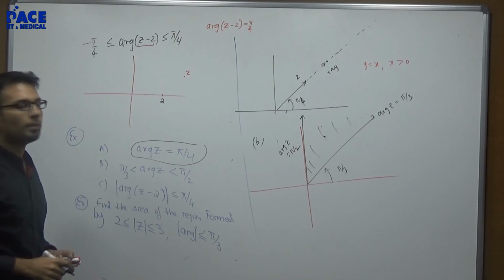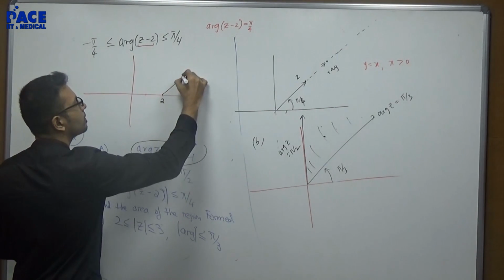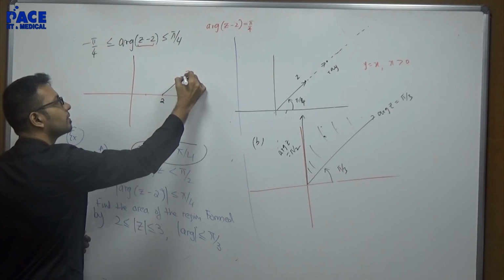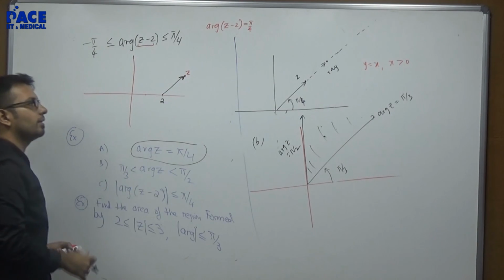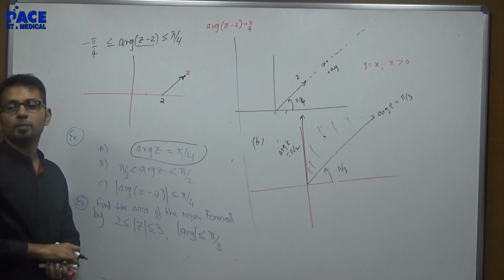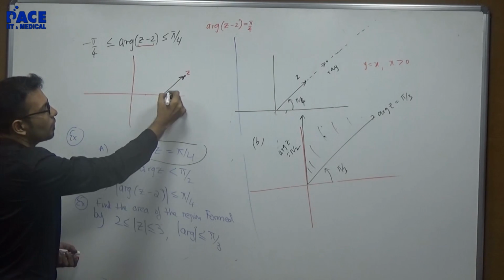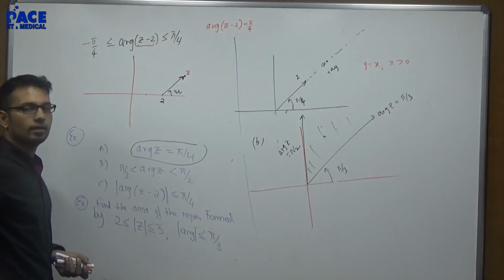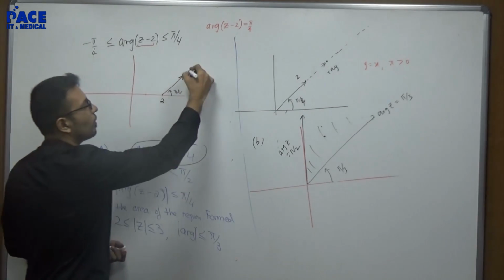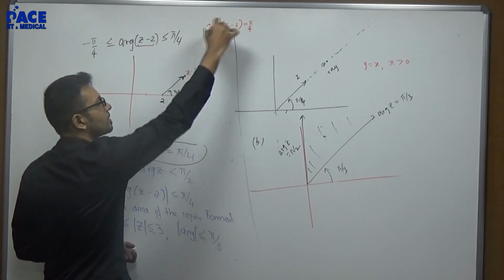Now Z minus 2 represents this vector. Correct? It represents this vector. And इस vector का argument pi by 4 होना चाहिए. तो मतलब ये ऐसा है, ये वाला जो angle है वो pi by 4 होना चाहिए, right? So Z could be any point on this ray, like this.